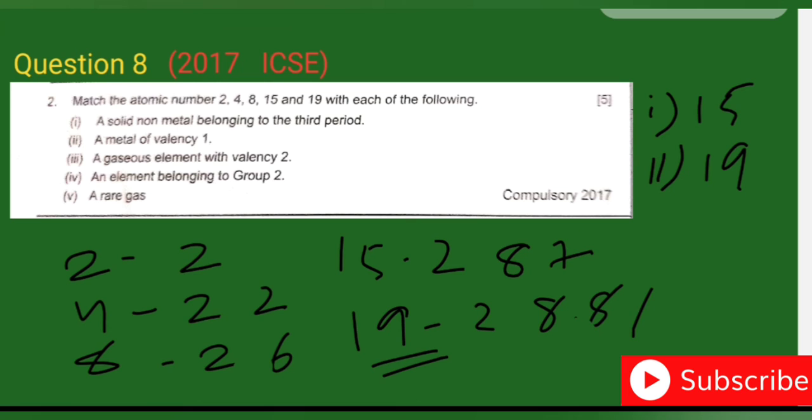A gaseous element with valency 2. Valency 2 is this 8. An element belonging to group 2. Which element belongs to group 2? This is 4. A rare gas. Just see which one is a rare gas, that is helium. So the answer is 2. This is the way you can solve this question.